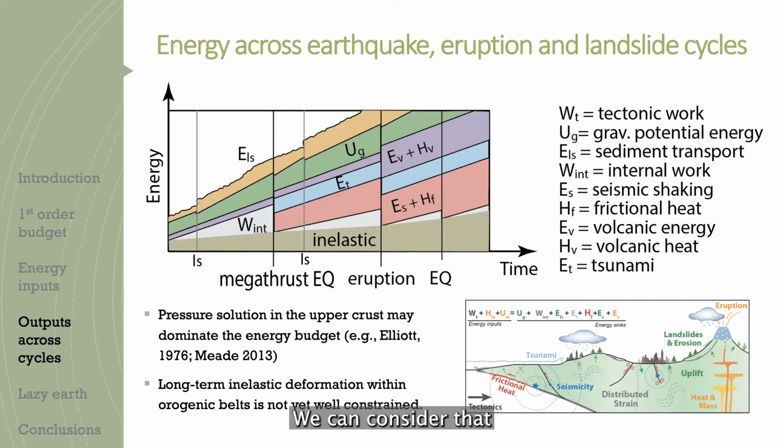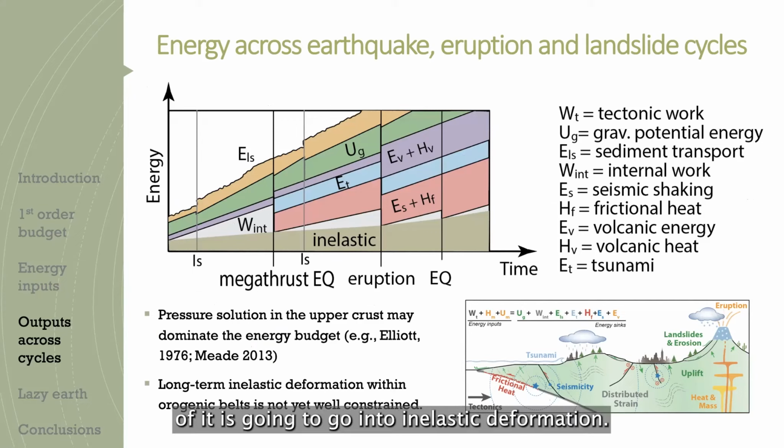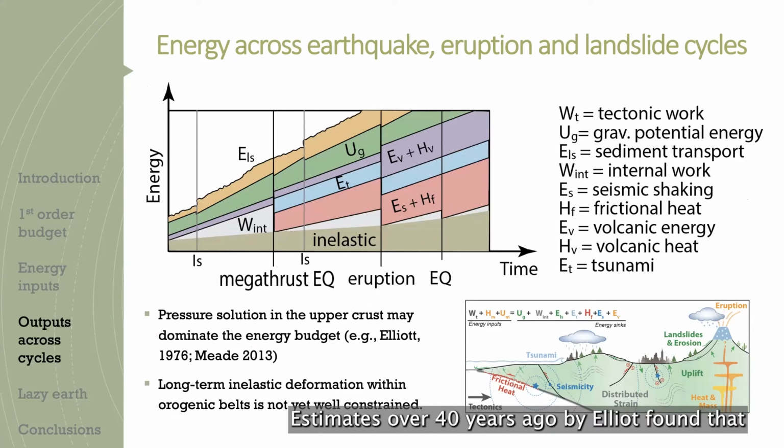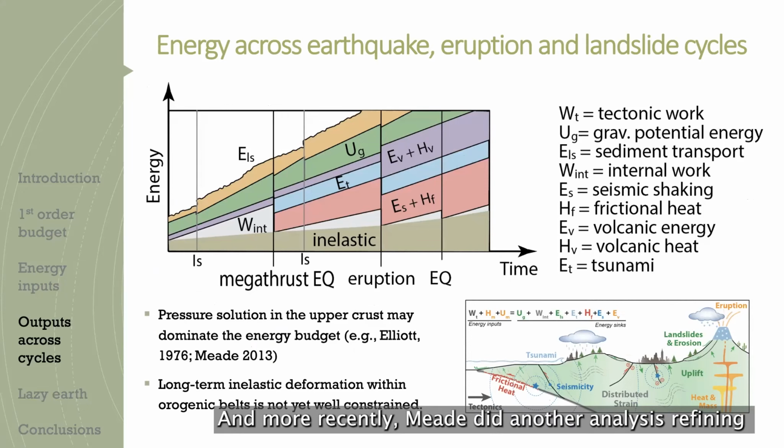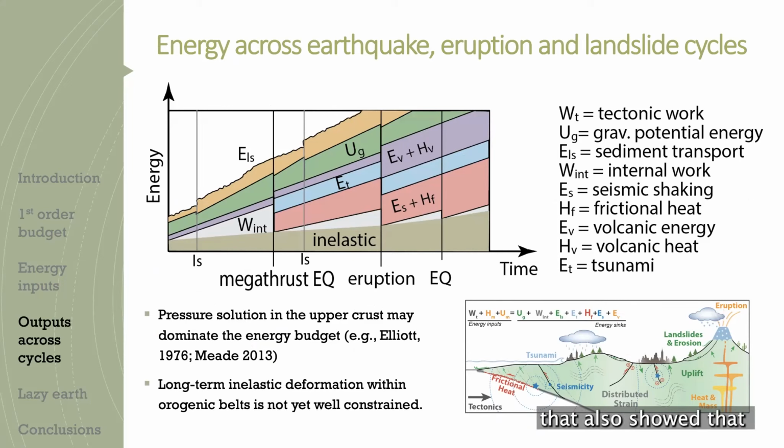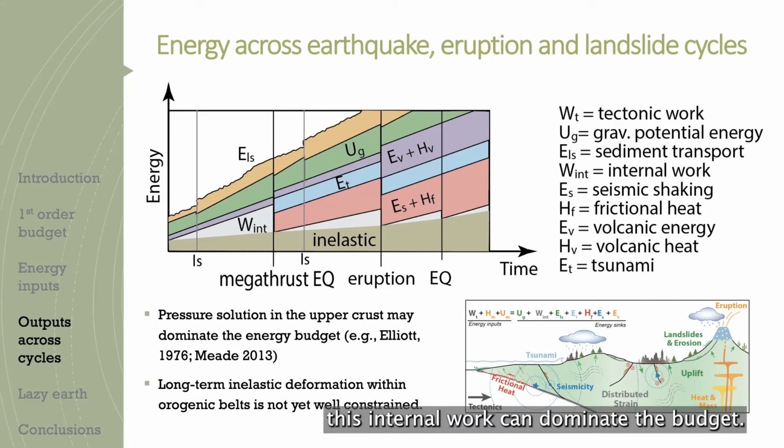We can consider that by acknowledging that not all of the internal work that's accumulated is going to be available for hazards, and some is going to go into inelastic deformation. Estimates over 40 years ago by Elliott found that pressure solution in the upper crust might dominate the energy budget of fold and thrust belts. And more recently, Mead did another analysis refining Elliott's approach and using data from Taiwan that also showed that this internal work can dominate the budget.